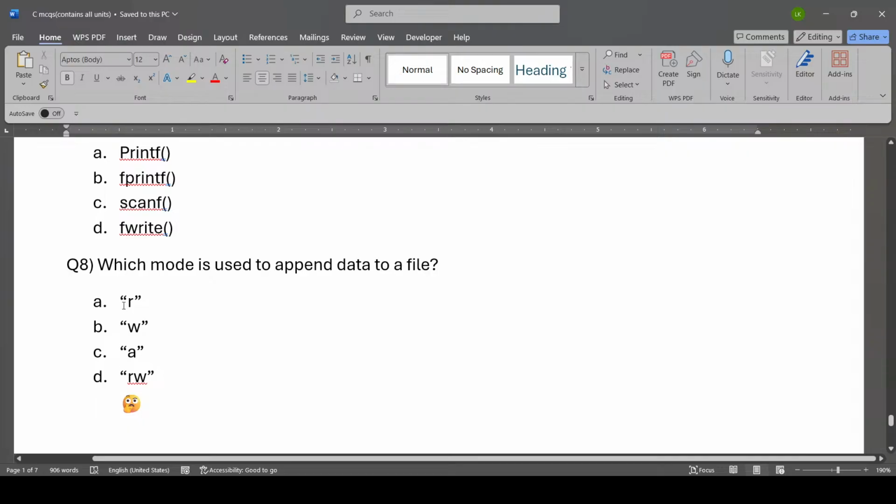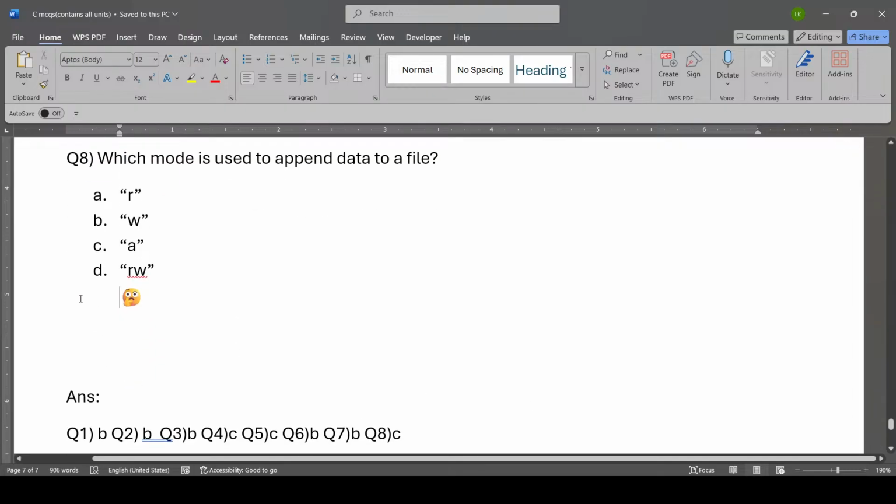Yesterday we discussed this one. So now give me the answer to this question. Which mode is used to append data to a file? So there is a file and we want to add further data. So what should be used there? In which mode should that file be opened? That's called append mode. So the right answer is C.